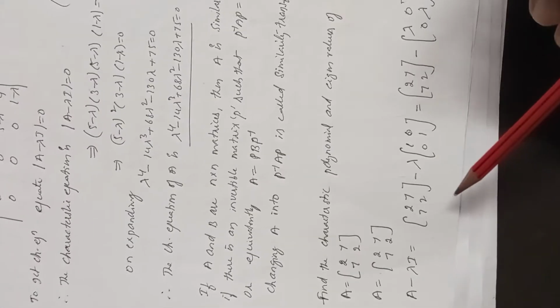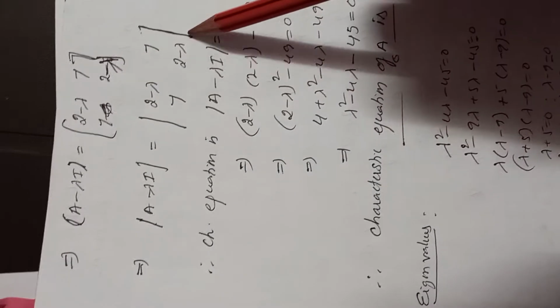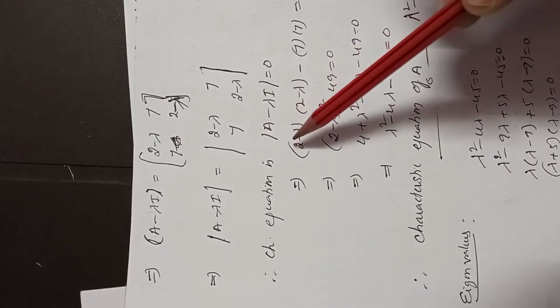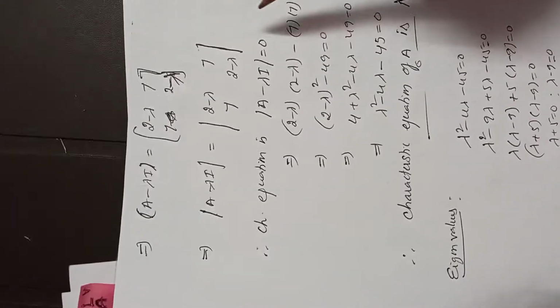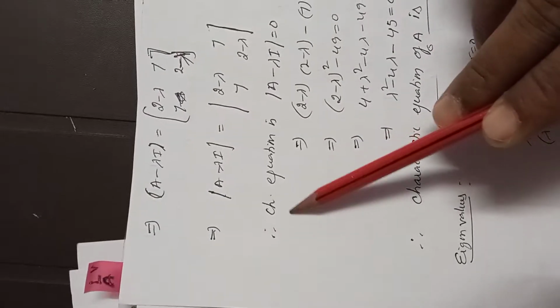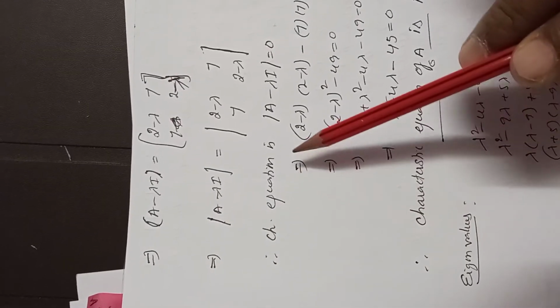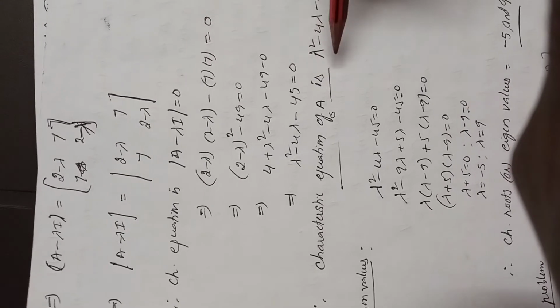First of all, I have to calculate A minus lambda I. After getting A minus lambda I, we have to find the determinant. Now to get the characteristic equation, we have to equate the determinant to 0. Mod of A minus lambda I is equal to 0 is called the characteristic equation. CH equation is nothing but characteristic equation. Now we are solving this equation.